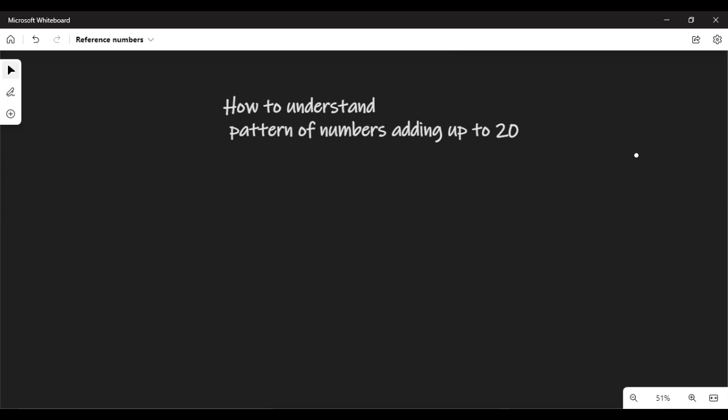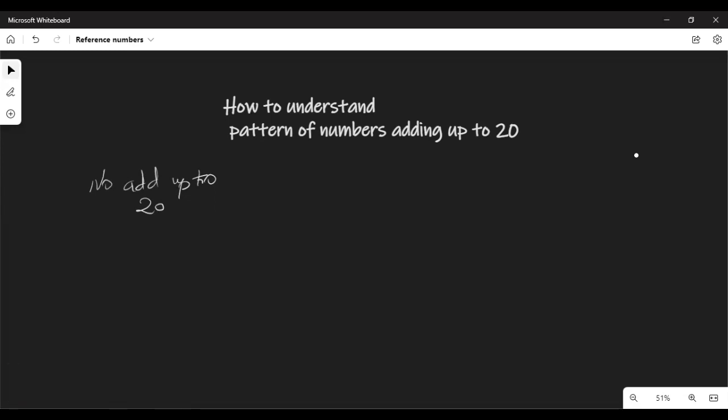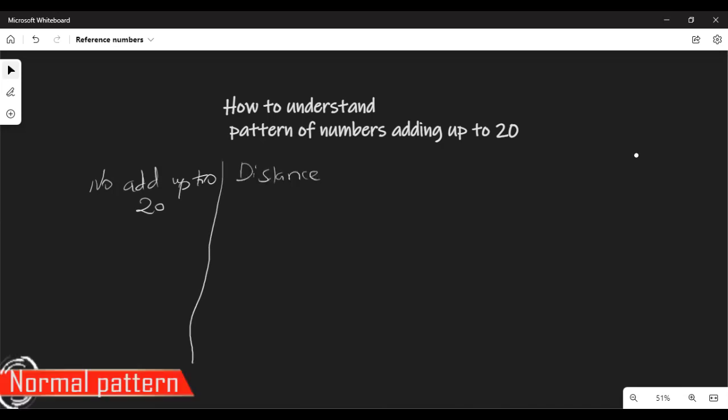So one pattern that was outstanding that I want to show you. Bear with me because I'm going to take some time to draw stuff, like a small table, and from there you will see. So there are some numbers that I identified. These are numbers that add up to 20. Okay? And then I'm also going to look at the distance of these numbers that I'm going to use from 10.